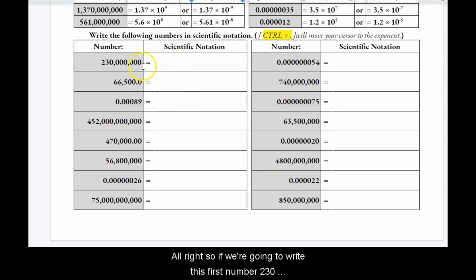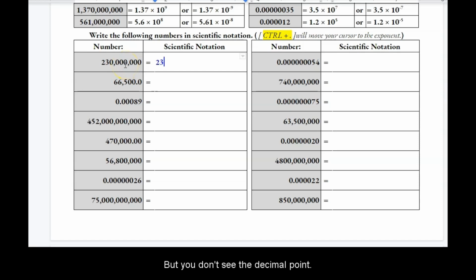All right, so if we're going to write this first number, 230 million, in scientific notation, if you're typing it, then this is how you would go about that. First, you write down all of the numbers except for the zeros. Then you find where the decimal point is in this number. Now, if you'll notice, you don't see a decimal point. You see commas, and the commas are just there to help you separate the number into thirds so it's easier to see where the digits are. But you don't see the decimal point.